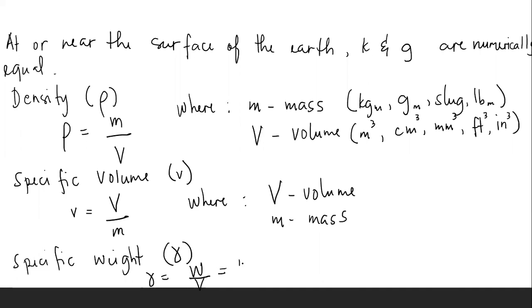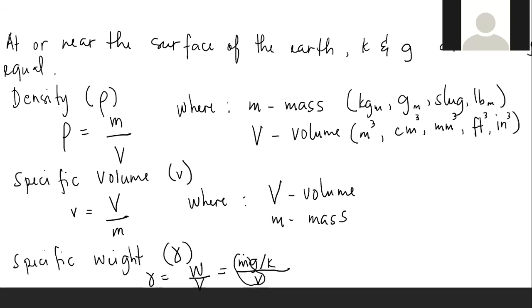But weight is mass times gravity over K, all over the volume. But mass over the volume is density. Therefore, that is also equal to density times the gravity over K. We have three formulas for the specific weight. The weight is mass times gravity over K, while mass over the volume is density. That is why we have density times gravity over K.